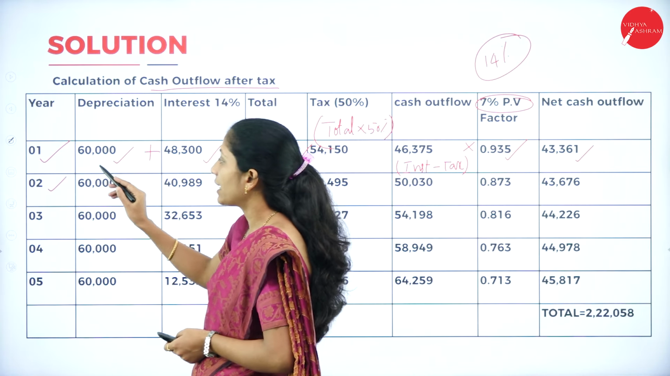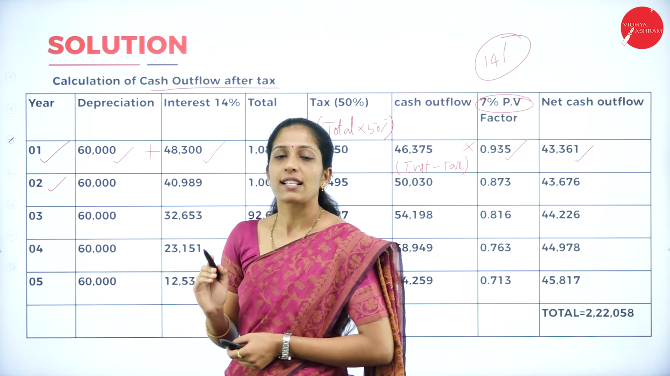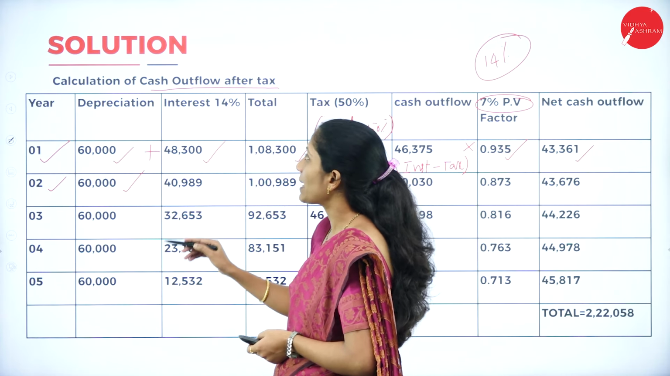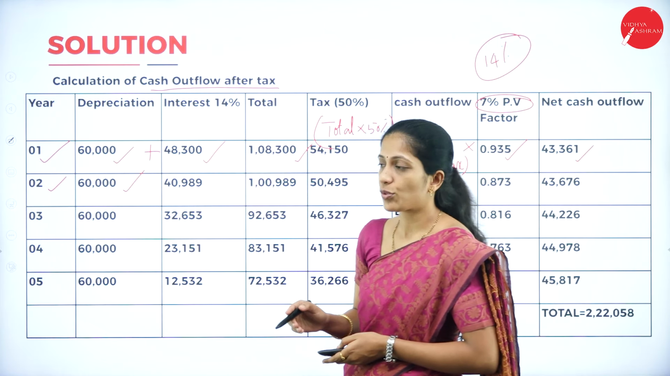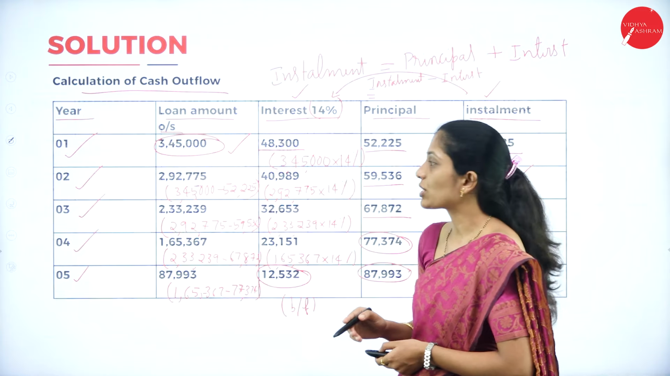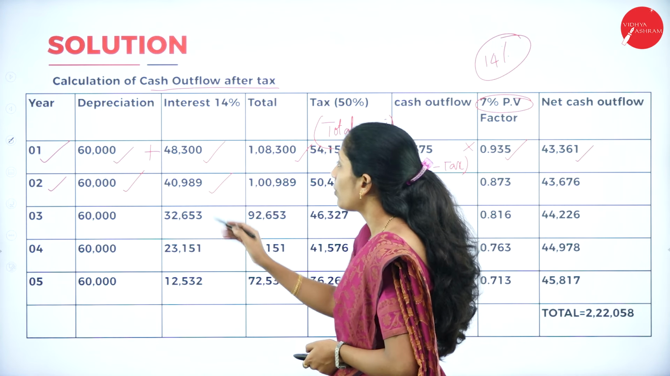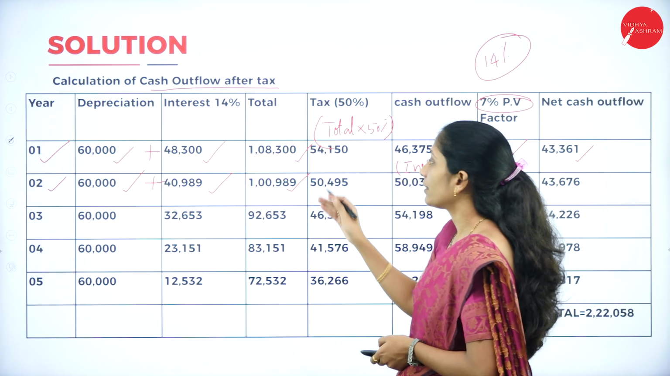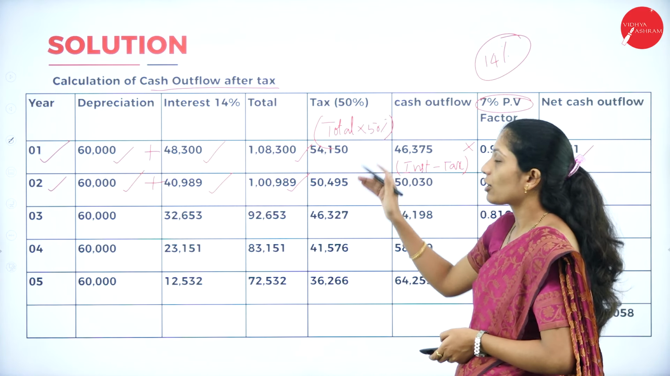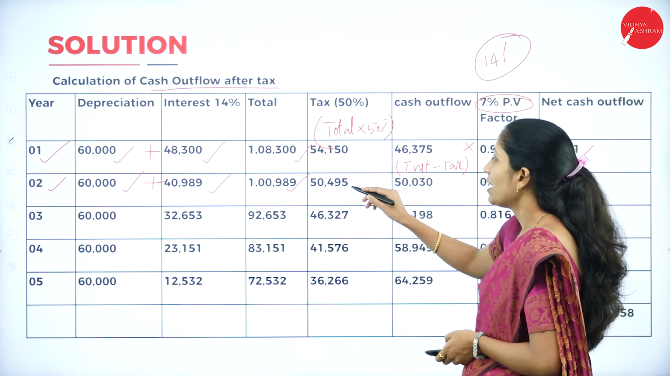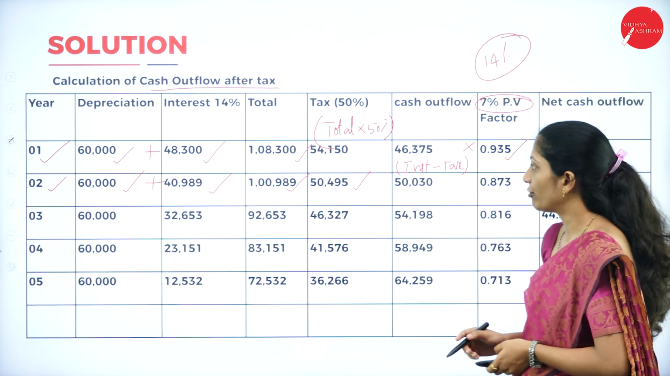In the same way, calculate for the second year. So come to the second year. As I have told you, since we are going to calculate depreciation on the straight line method, depreciation remains the same. Interest we have already calculated. What is the second year interest? It is 40,989. Now add these two, we'll get the total, that is 1,00,989. 50% of tax, that is 1,00,989 into 50%, we'll get 50,495.